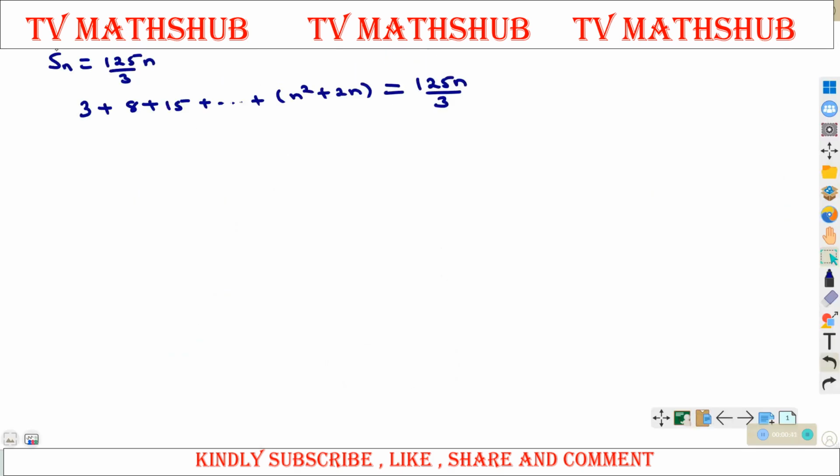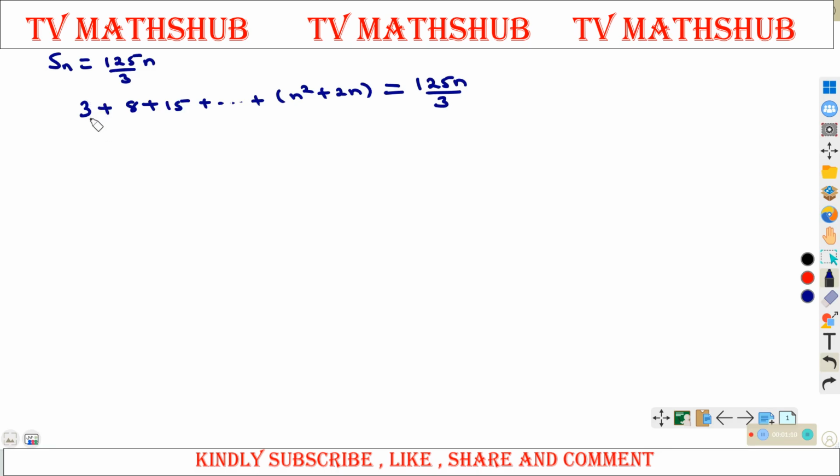To begin with, we are given that the sum is 125n divided by 3, and we are given the terms as 3 plus 8 plus 15 up to n squared plus 2n. When you add up these terms, you get 125n divided by 3. So how best can we get the value of n? We first need to analyze the given terms.